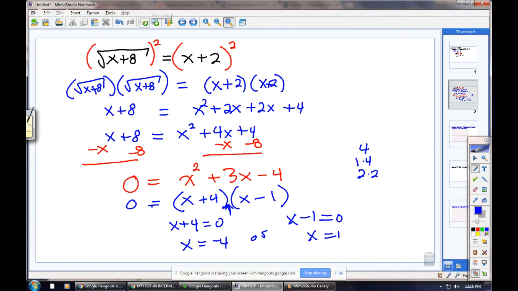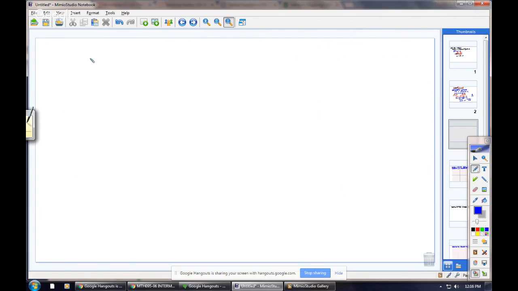So I'm going to go to a new screen. I need to check inside of the square root of x plus 8, does that equal x plus 2 when I plug in different numbers? So first number I came up with was -4.